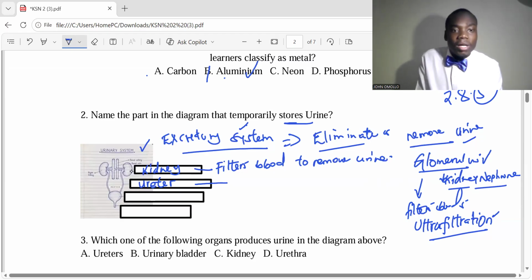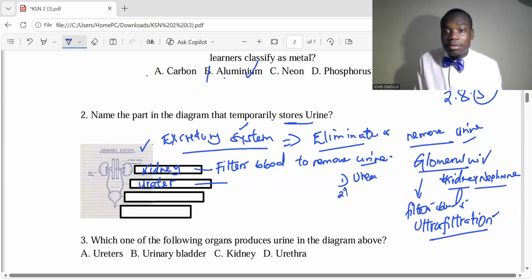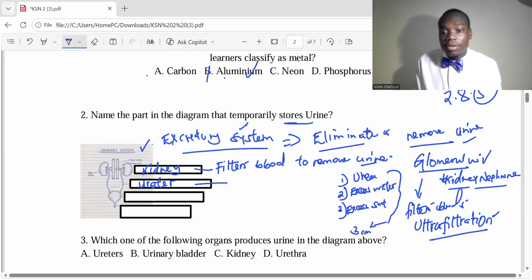So ureter now, once the blood has been filtered, what is formed is the urine. And urine is composed of three things. Number one, urea, the composition of urine. Number two, excess water. And number three, excess salt. Or you can just say salt. So these are the three compositions of urine. So urine is composed of the three.